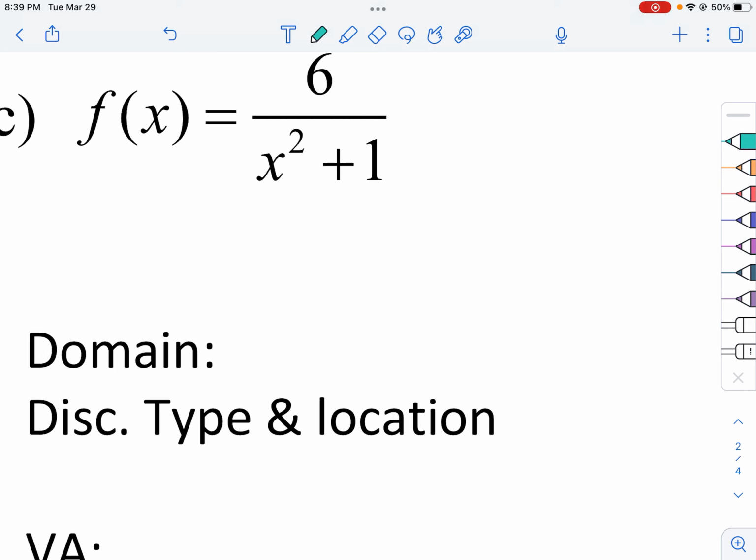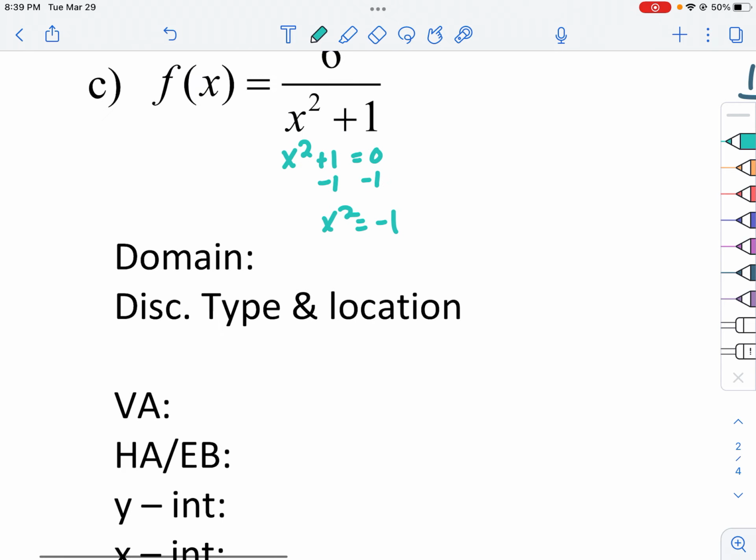So to do that, we set the bottom equal to 0. So we set x squared plus 1 equal to 0, and we try to solve for x here. So we're going to subtract 1, and we get x squared equals negative 1. Well, if we solve this for x, we would get not real solutions. They would be imaginary.